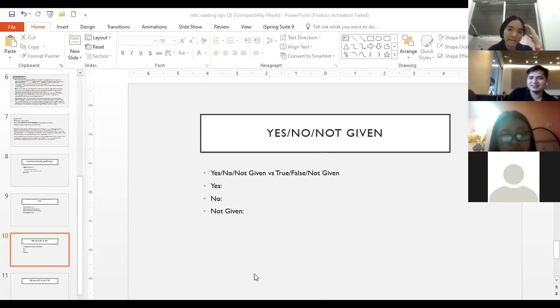One more question format. Yes, no, not given. So yes, no, not given is very similar to true, false, not given that we looked at from the past, like very, very long time ago since we first started this course. But it is slightly different. How is it different?